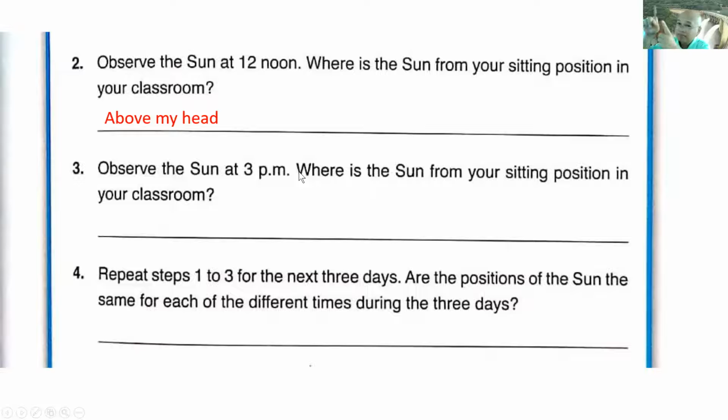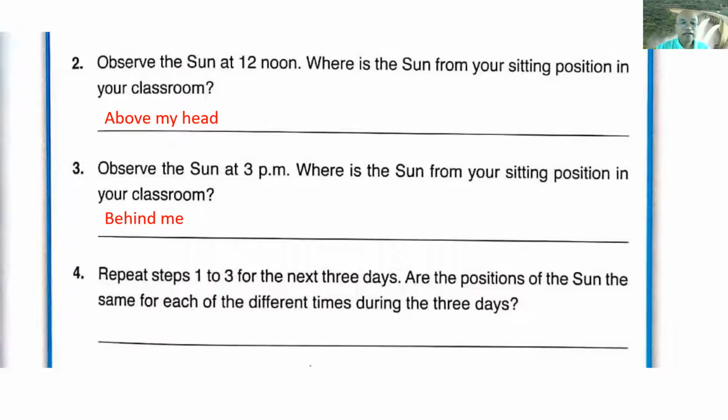Okay. And then number three, observe the sun at 3 p.m. Where is the sun from your sitting position in your classroom? All right. You guessed it right. We did it this morning. It's behind me. It's behind you. Because you're facing the classroom. The sun is going there. It's behind you because you're facing the east, in the classroom. So behind you is the west.